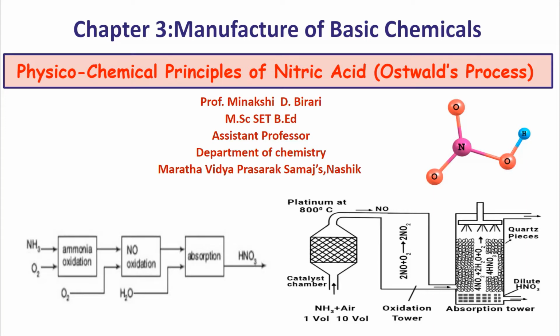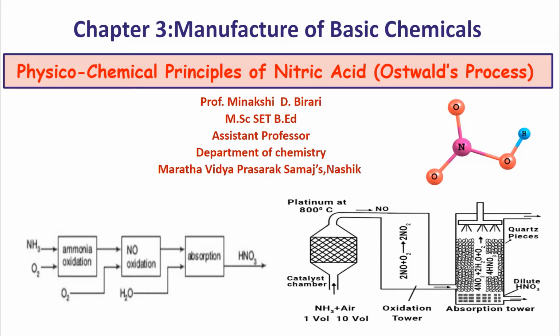In previous lecture, we have studied the manufacture of nitric acid by Ostwald's process. Similar to sulfuric acid, nitric acid is also an important product of chemical industry. It is used in synthetic fibers, dyestuff, explosives, plastics, drugs, etc. It is also used in the manufacture of nitrogen fertilizers like ammonium nitrate and mixed fertilizers like nitrophosphate.